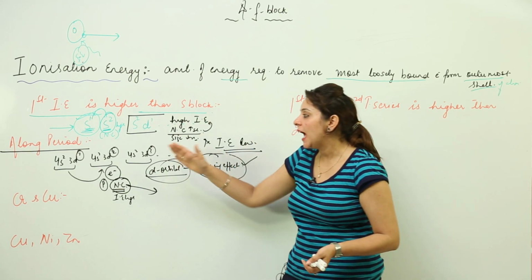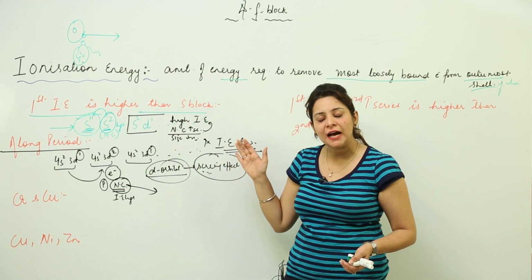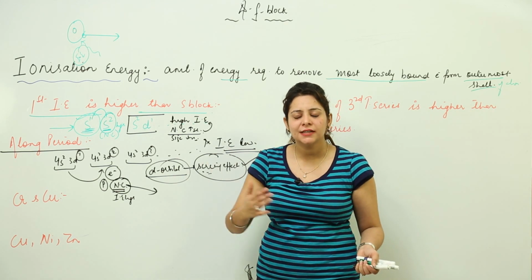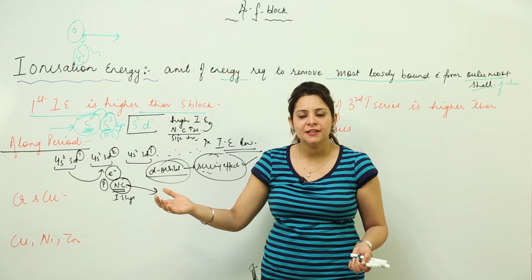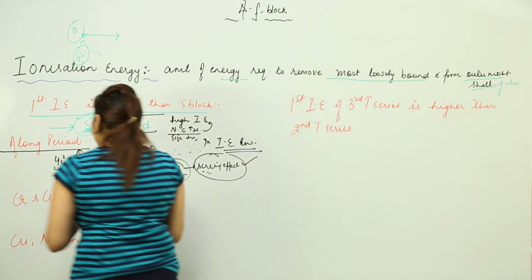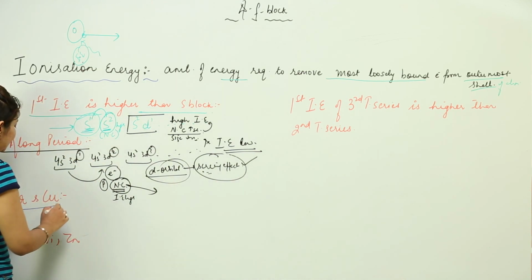So that means as we move along the period, the ionization energy is increasing, but the increase is not a marked increase. There is a slow increase in the ionization energy due to the shielding effect. Now, if we consider an example of chromium and copper.